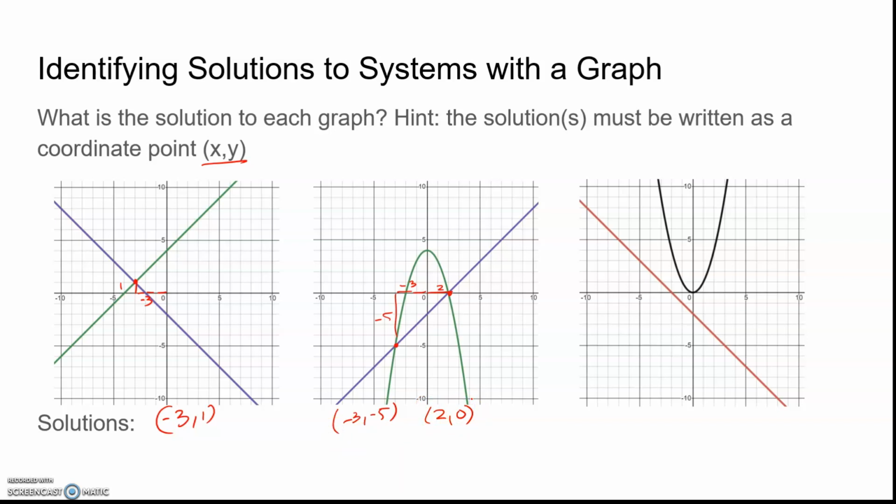In my third set, my third system here, these 2 lines will never touch. If we pay attention, they will never touch. And we've already discussed, if they never touch, then there is no solution.